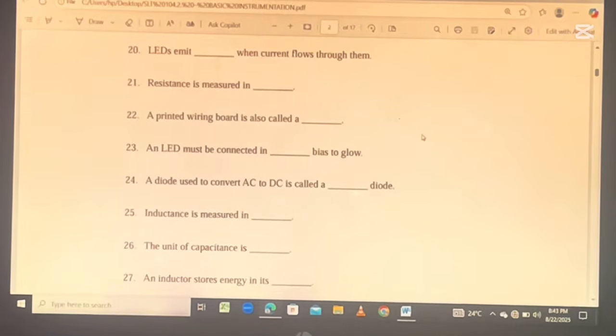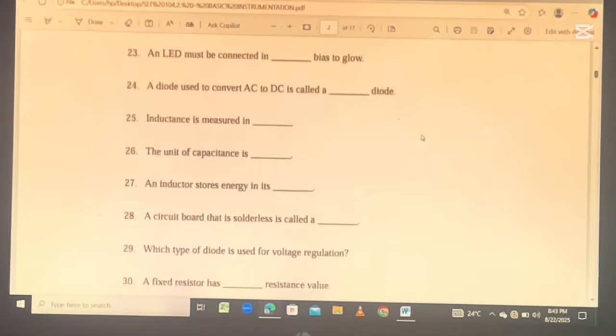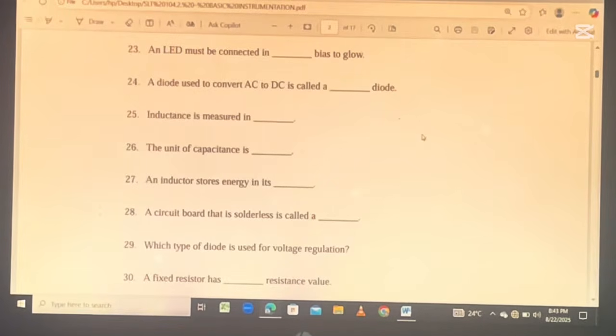Then the next one: inductance is measured in Henry, capital letter H. That's the unit for inductance. The next one: the unit of capacitance is Farad, capital letter F. The next one: an inductor stores energy in its magnetic field. All right, so an inductor stores energy in its magnetic field.